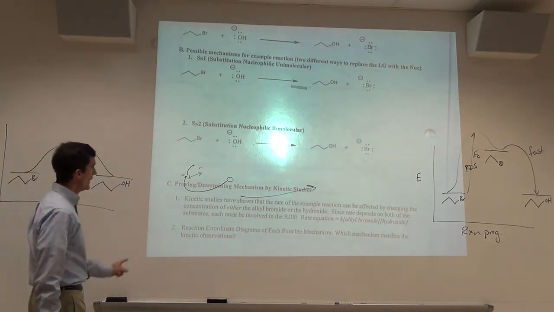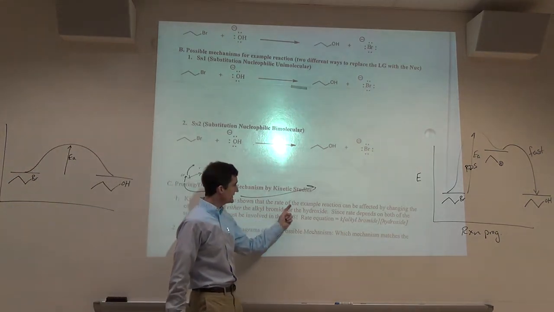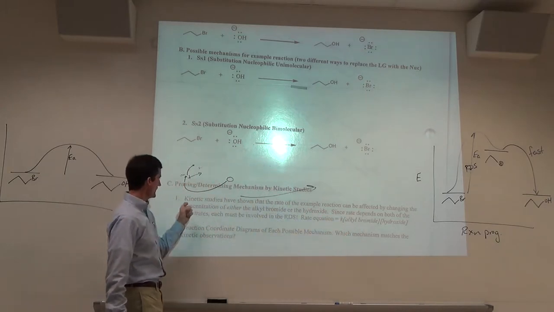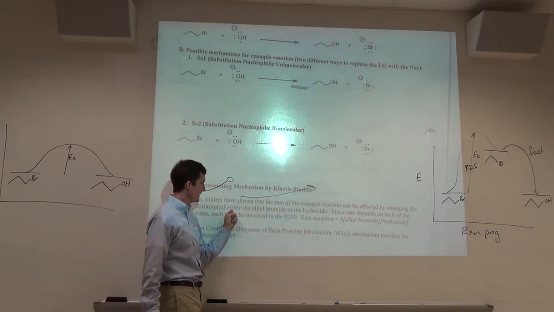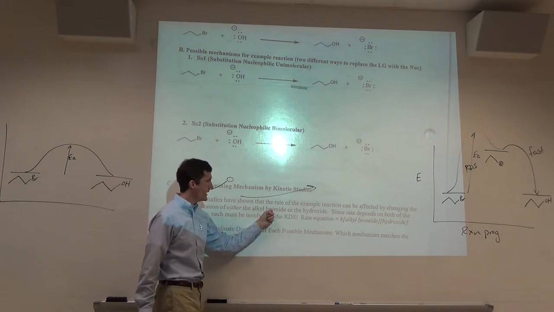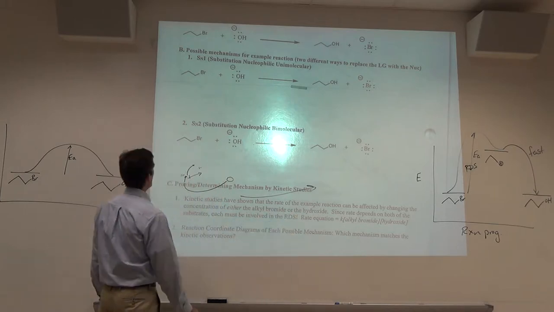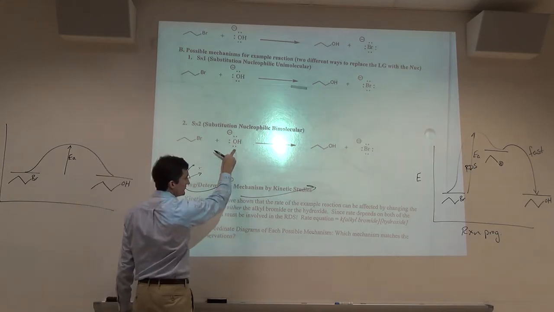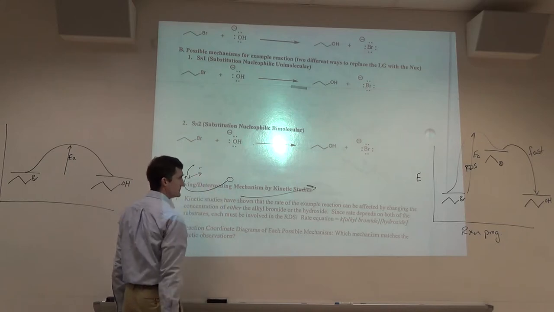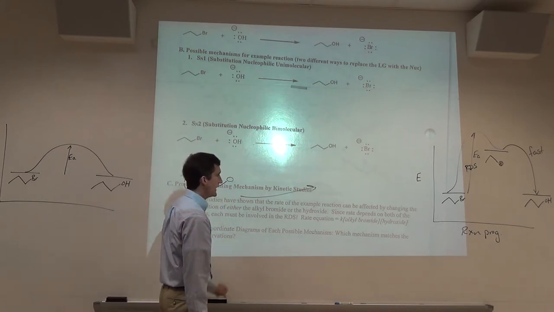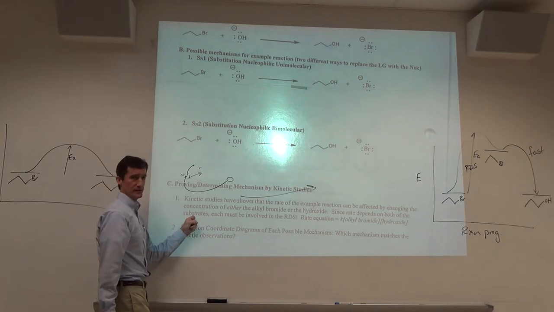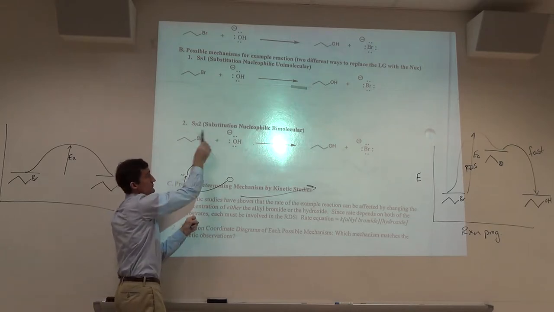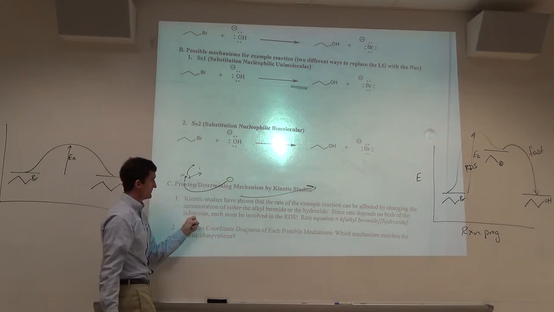Kinetics. Kinetic studies have shown that the rate of the above reaction can be affected by changing the concentration of either the alkyl bromide or the hydroxide. You change the concentration of this, it affects the rate. You change the concentration of that, it affects the rate. Either one, it affects the rate. Since the rate depends on both of the substrates, because we know if you change the concentration of either, it affects the rate.